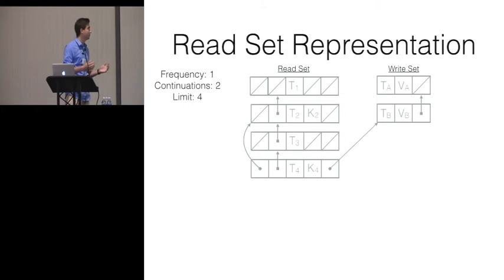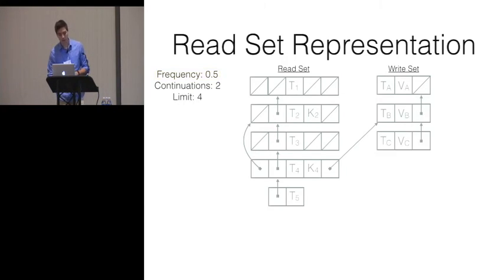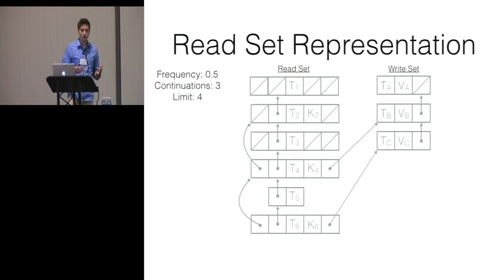Okay, so now we've taken the number of continuations in our read set and cut that in half. Additionally, we're going to cut our frequency in half. So from this point on in the transaction, we're only going to record our continuations at every other read. So now when we do a read, we're not going to record the continuation, and there's no need to allocate space for those extra fields. Then we do another read, we will record that continuation, and we'll add that to the short path.